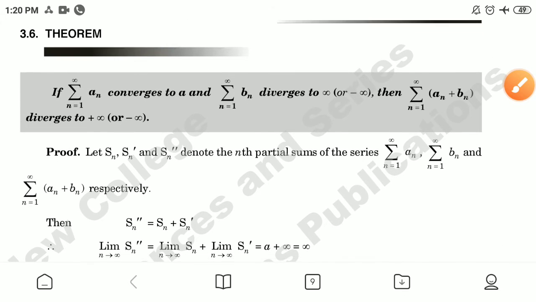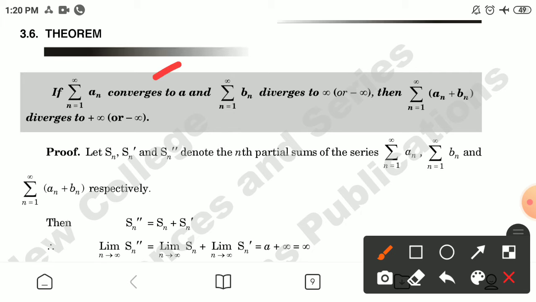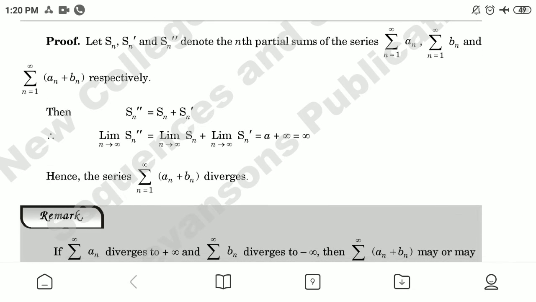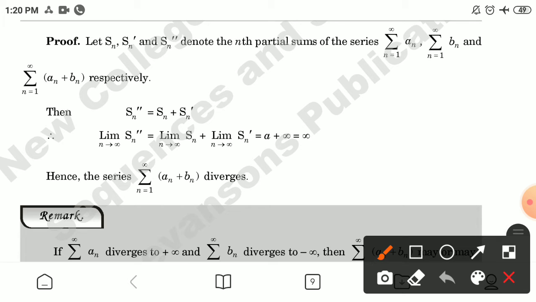Now next result: if summation an converges to a and summation bn diverges to infinity or minus infinity, then summation an plus bn diverges to plus infinity or minus infinity. For the proof, let Sn, Sn dash, Sn double dash denote the nth partial sum of the series summation an, summation bn and summation an plus bn respectively. Then Sn double dash is equal to Sn plus Sn dash. Therefore, taking limit on both sides, we have the value as infinity. Hence, the series summation an plus bn diverges.